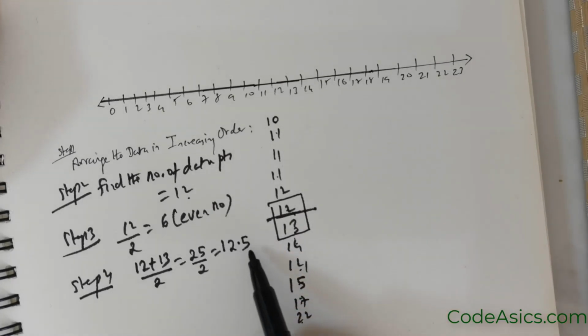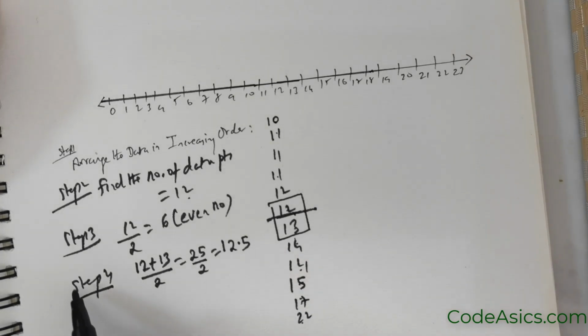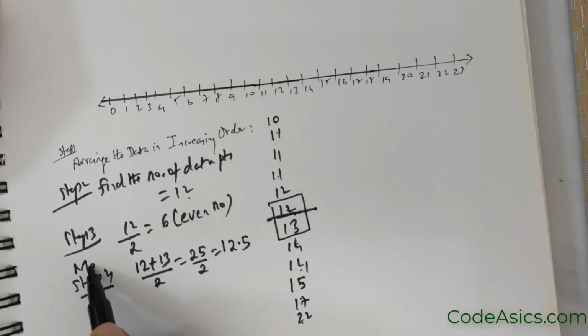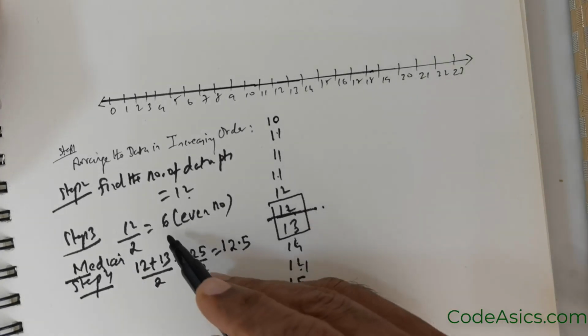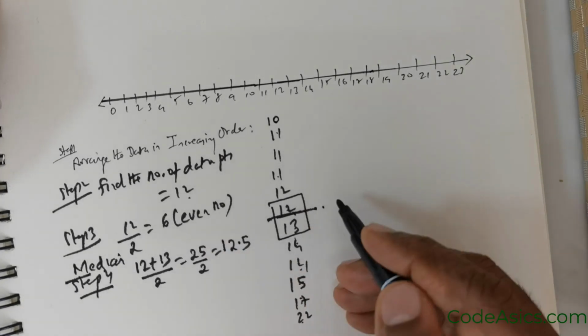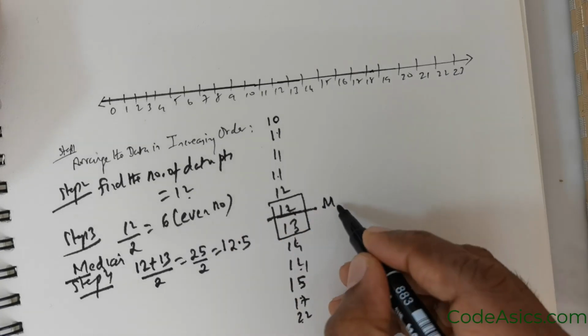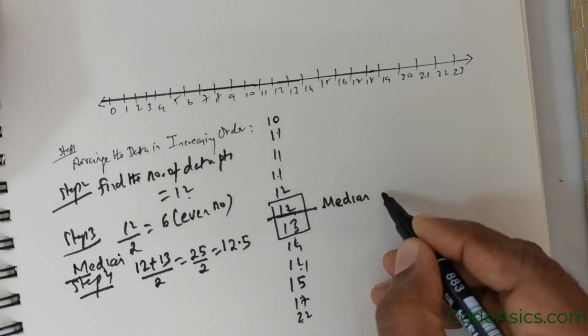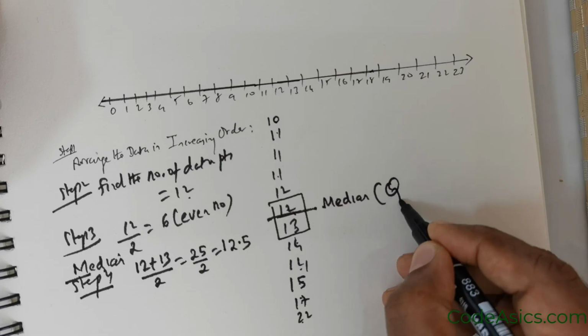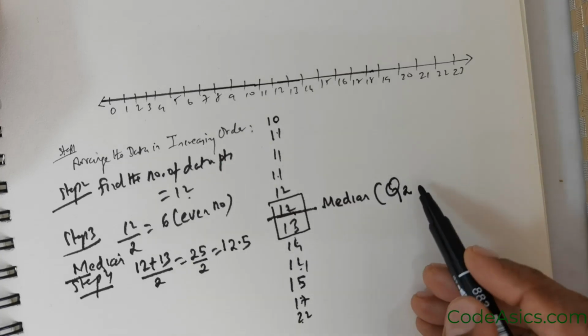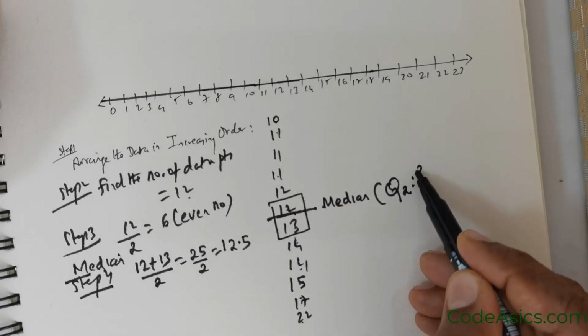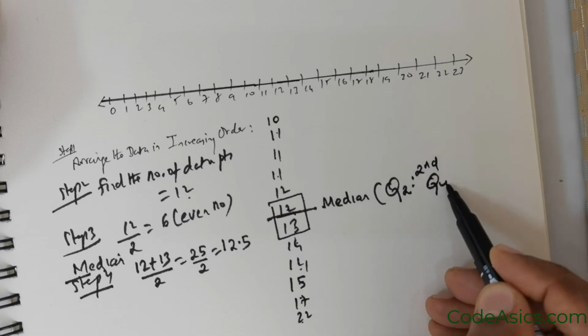So what exactly is this 12.5? This 12.5 is called the median value. So our median, since I told you about dividing by 2, is actually located over here. And do you know what we call that median? We call it Q2. And what is Q2? It's called the second quartile.